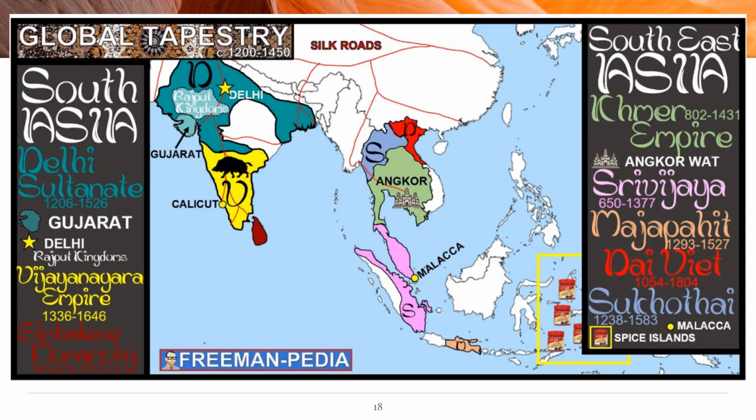This is a map showing a close-up of the different states, kingdoms, empires that existed in South and Southeast Asia. So the most notable is maybe the Delhi Sultanate. If there's any one major state for topic 1.3 that you need to know, the Delhi Sultanate is going to be the one that is most frequently asked about on the exam at the end of the year.